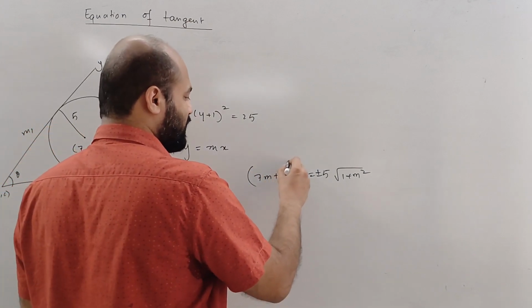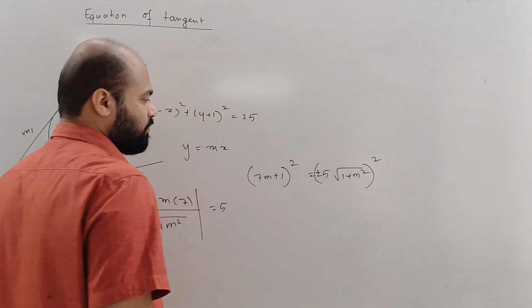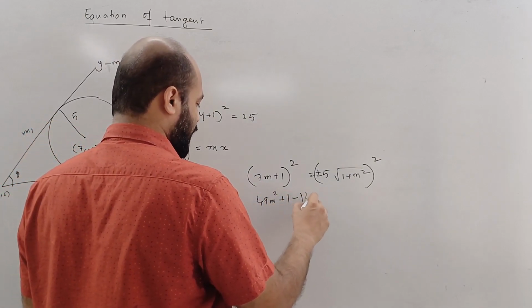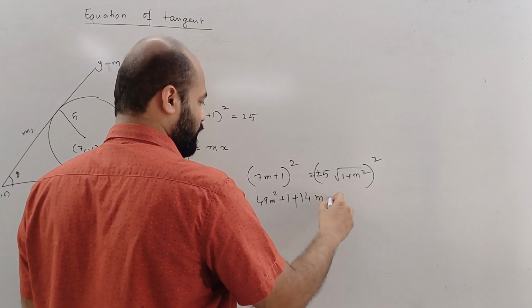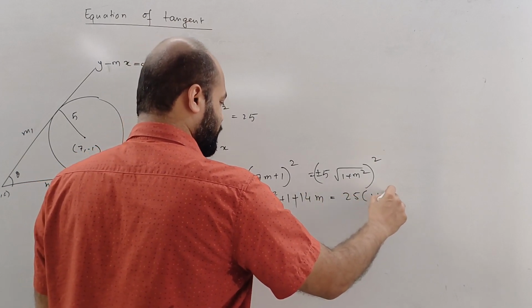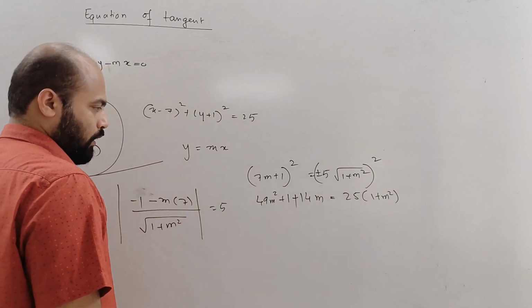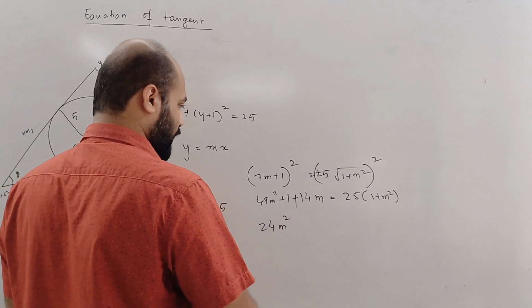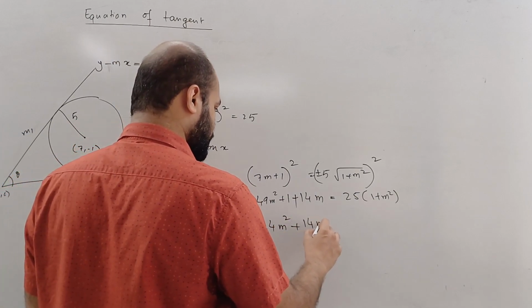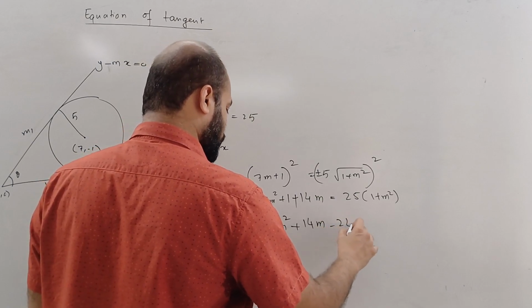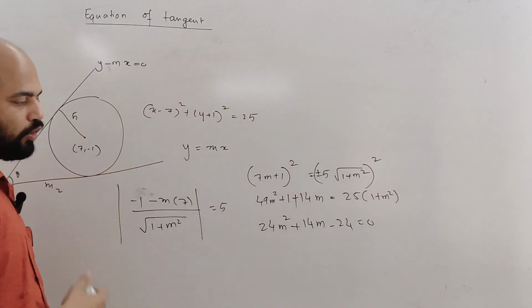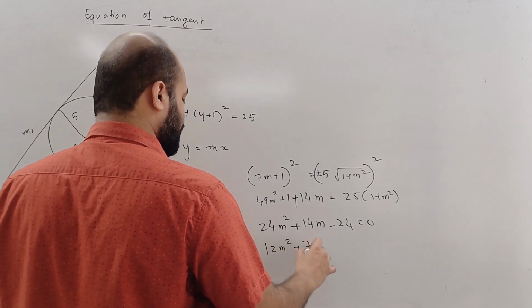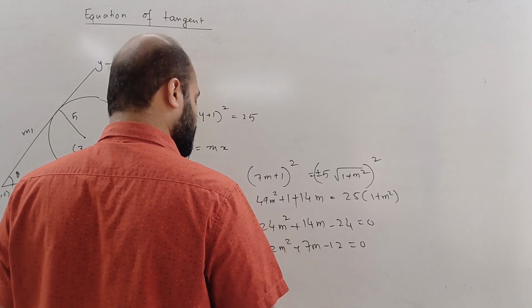So if I square on both the sides now, the plus minus part will go, and this will be 49m square plus 1 minus 14m equals 25 into 1 plus m square. This is what we are getting. So this will be 24m square after solving plus 14m minus 24. This is what we are getting. Now if I solve this further, this will definitely be simplified: 12m square plus 7m minus 12 equals to 0.